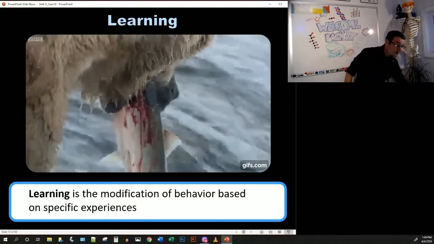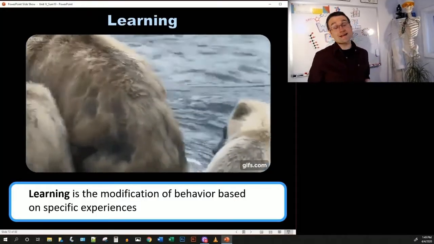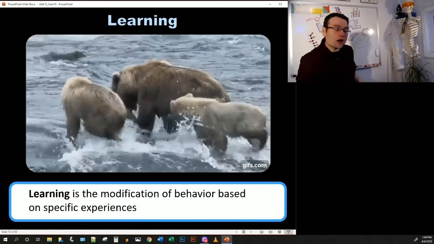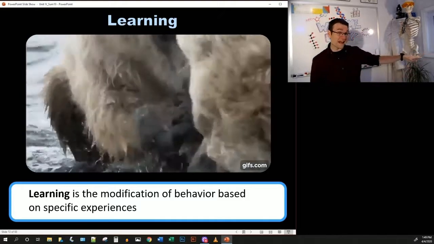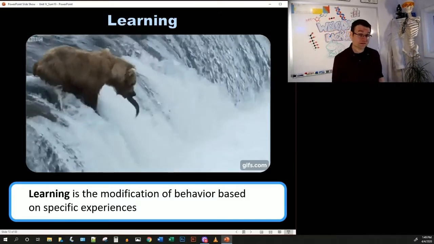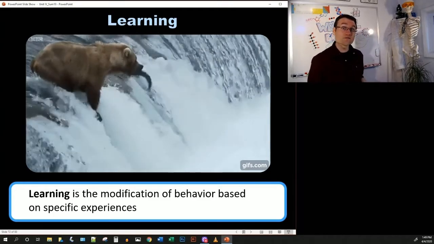Let's talk about learned behaviors. Last time we were talking about innate behaviors, and the thing about innate behaviors is they don't really change over time. They're genetically hardwired. When you're a little baby, if you put your hand too close to a fire, you're going to pull it away. That's a good reflex to have, and reflexes are one category of innate behavior.